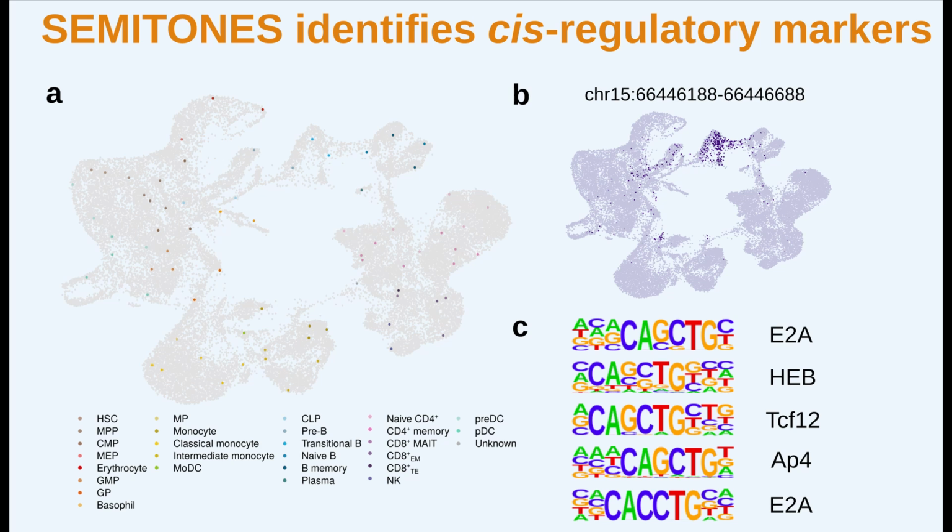Like before, most of the annotations overlap with those in the original data publication, confirming that the inferred regions contain cell state specific information. Furthermore, when assessing transcription factor binding motif enrichment in significantly enriched regions, we find biologically meaningful patterns. In transitional B cells, for example, motif enrichment is found for E2A, HEB, TCF12, and AP4, which are known regulators of B cell development. These results illustrate that SEMITONES identifies relevant, cell-state-specific cis-regulatory regions from single-cell ATAC-seq data.